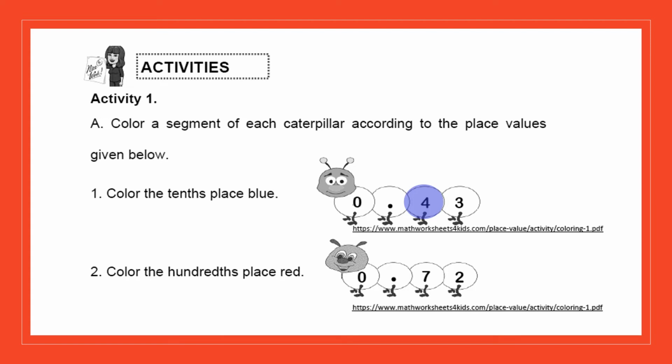Okay, number 2, color hundreds place into red. So what is the digit in the hundred place? 2. Correct. Very good, class.